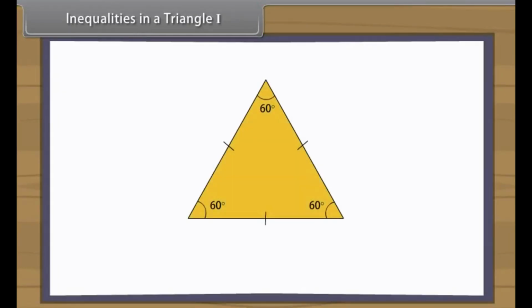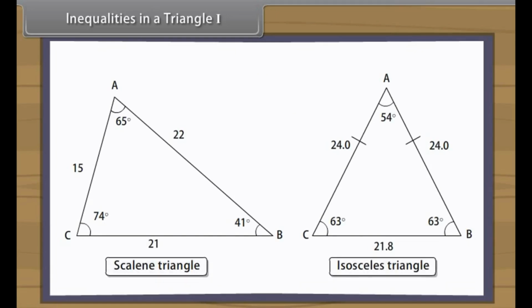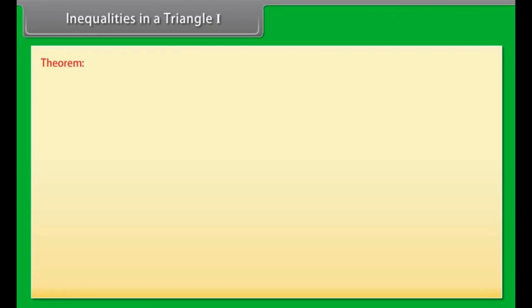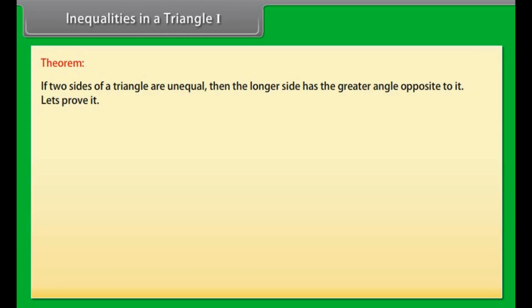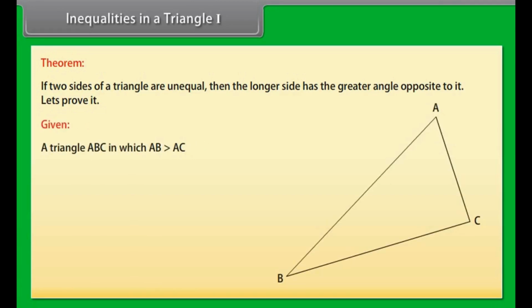Inequalities in a triangle 1. We have learnt the relationship between sides and angles of a triangle when they are equal. We shall now study some relations among sides and angles of a triangle when they are unequal. Theorem. If 2 sides of a triangle are unequal, then the longer side has the greater angle opposite to it. Let's prove it. Given is a triangle ABC in which AB is greater than AC. We have to prove that angle ACB is greater than angle ABC.